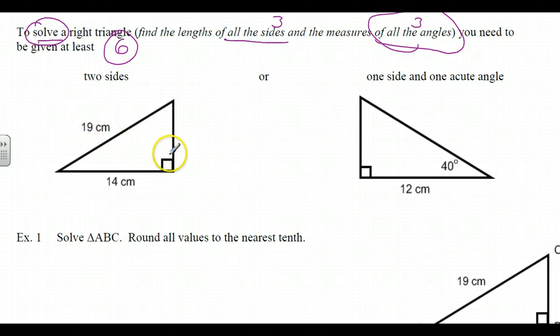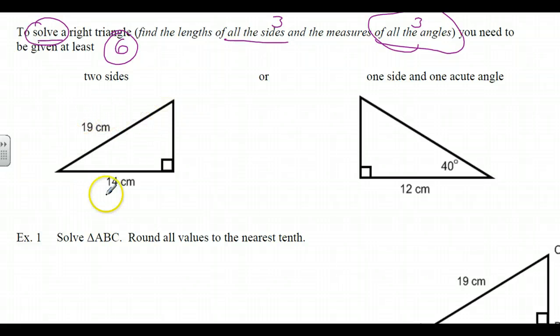Right, and being as we're working with right triangles, we already know one of the angles is a right angle. That's one piece. Here we have two, here we have three. So to solve this with two sides, we'll find the third side and we'll find these two angles. Okay.